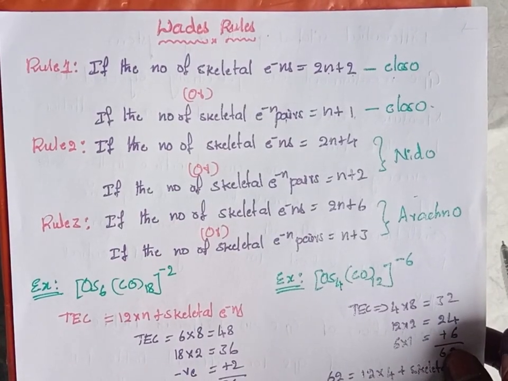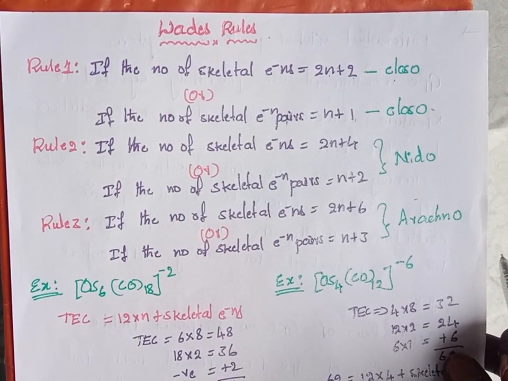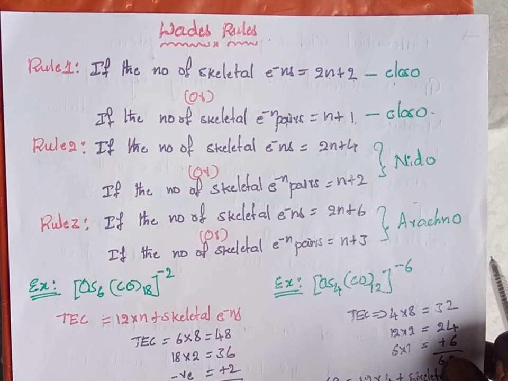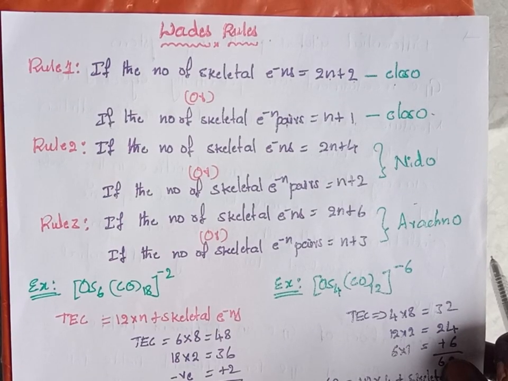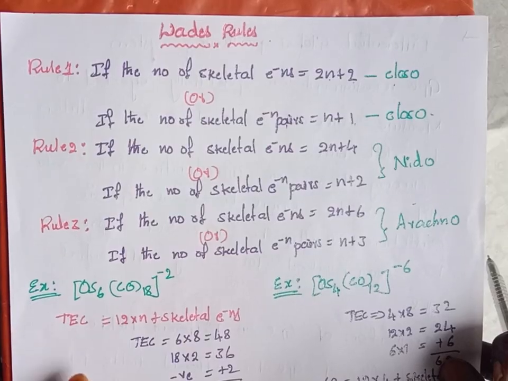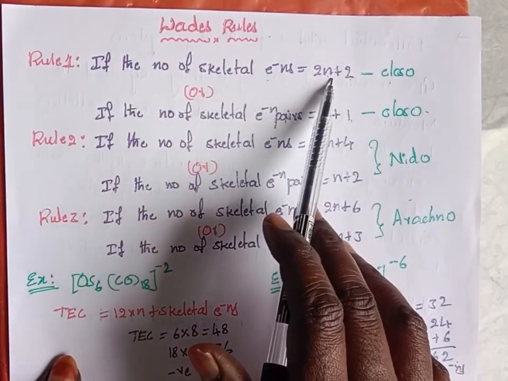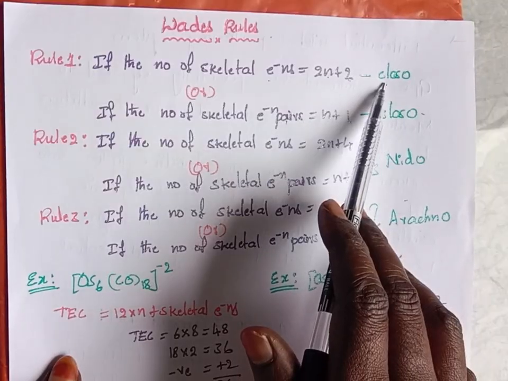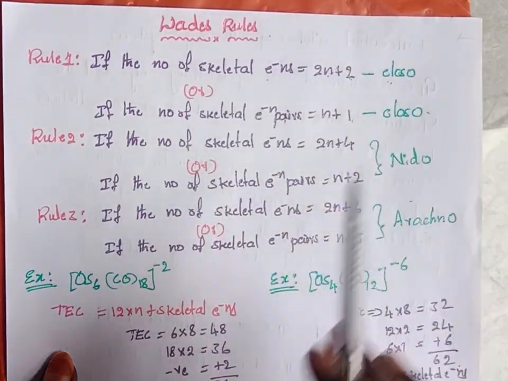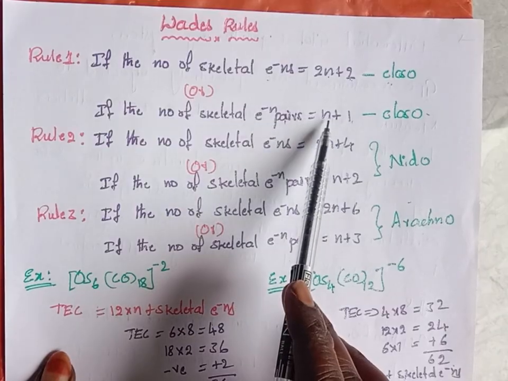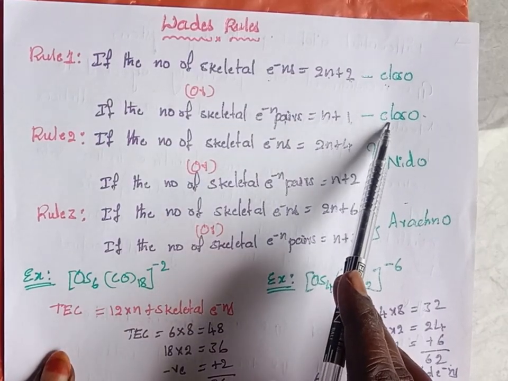Everyone, now we're going to discuss Wade's rule. Wade's rule mainly helps to predict the structures of cluster compounds. According to Wade's rule, rule number 1 says if the number of skeletal electrons equals 2n plus 2, the structure will be considered closo. If the number of skeletal electron pairs equals n plus 1, the structure will be closo.